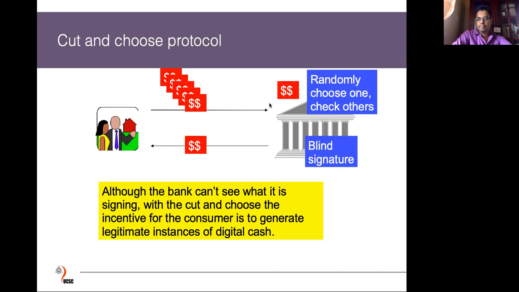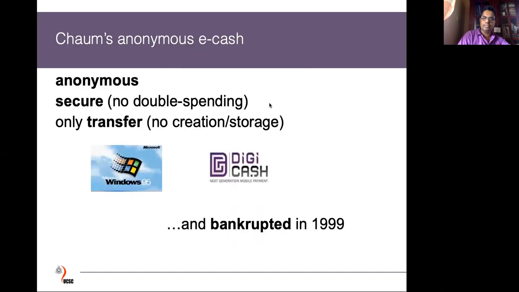So Chaum developed a scheme for that. It's called DigiCash, and was introduced somewhere in the 90s, purely to provide anonymity. It's also secure, it's not possible to do double spending, and it can be transferred from one side to the other. But that system went bankrupt in 1999, 20 years ago. So why did I mention this system before we discuss cryptocurrencies?